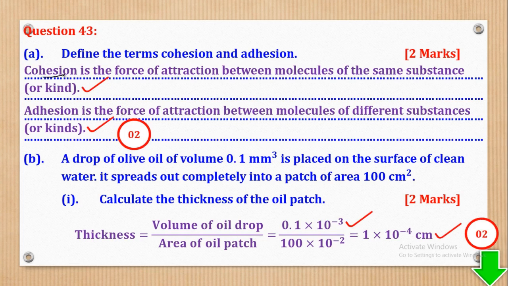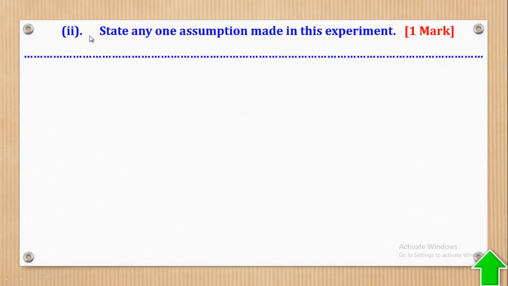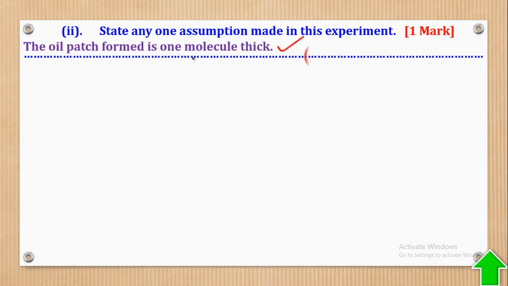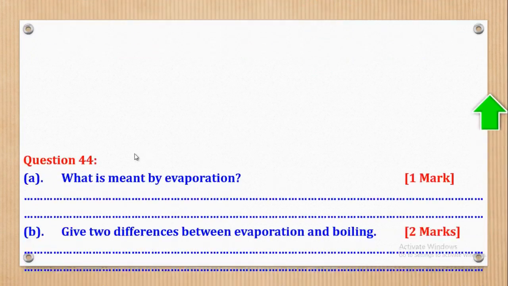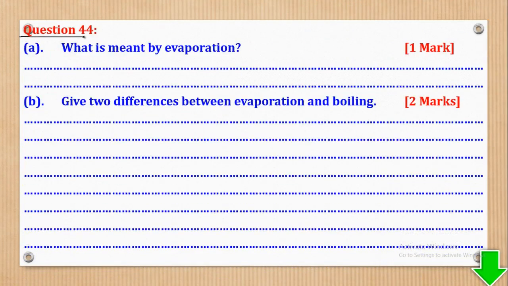So 1 mark for definition for cohesion and 1 mark for definition of adhesion. Full mark for this substitution and full mark for this output with the correct unit. So that is B Roman 1. What about B Roman 2? So B Roman 2 says, state any one assumption made in this experiment. So the assumption is that the oil patch formed is 1 molecule thick, and that is 1 mark. So that was question 43. Now we shall go to question 44.